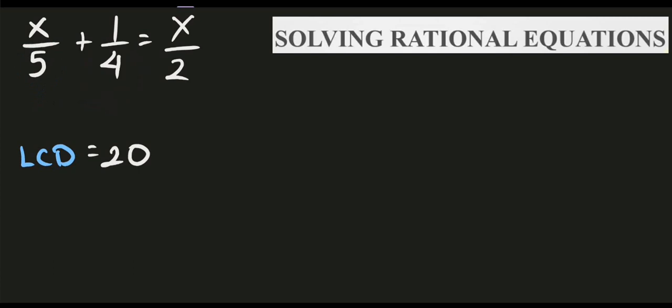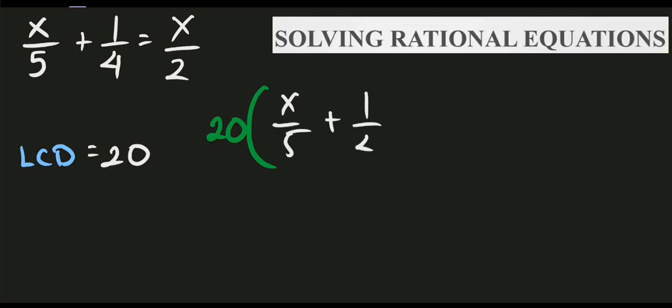Okay, so let's multiply that LCD to each term of our given rational expression. That means it will give us 20 times x over 5 plus 1 over 4, and that is equals to x over 2. And again, multiply it on both sides of our rational expression. And after that, just apply the distributive property of multiplication. So distribute the value of this LCD.